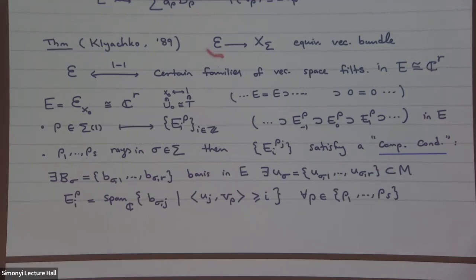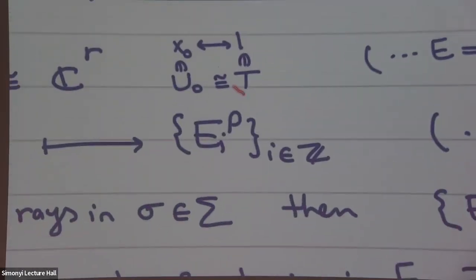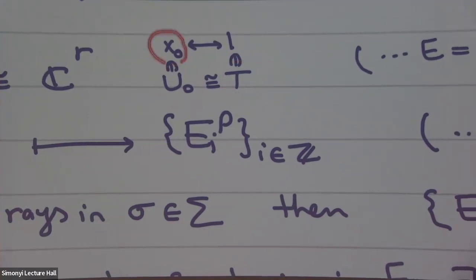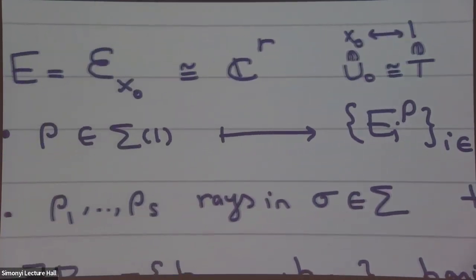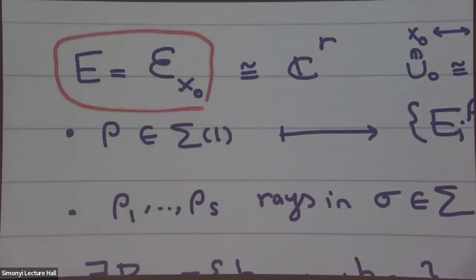And so, if this is an equivariant or toric vector bundle, we can assign to it a fixed vector space. So we pick a point. We identify the torus T with the open orbit in the toric variety, and then by fixing a point in the open orbit, which represents the identity in the torus, we look at the fiber over that distinguished point, the identity in the torus. This is an r-dimensional vector space. r is the rank of the vector bundle.